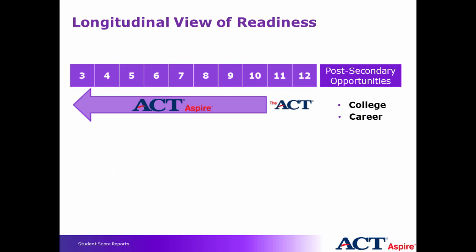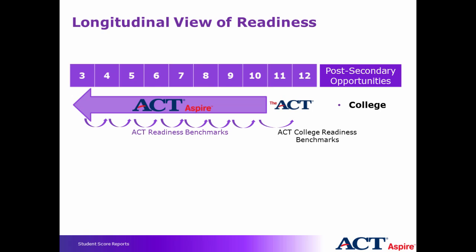Regardless of the path you might choose following graduation, ACT Aspire provides valuable information on your readiness for college, career, and workplace training options. The ACT readiness benchmarks in grades 3 through 10 were created to align with the existing ACT college readiness benchmarks. Students who meet or exceed the readiness benchmarks are on target for college readiness by the time they take the ACT test. To provide early insight into college readiness, ACT Aspire results in grades 9 and 10 also include predicted ACT composite scores and subject scores.